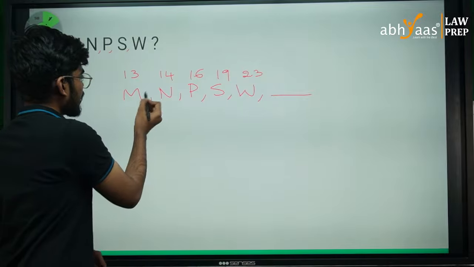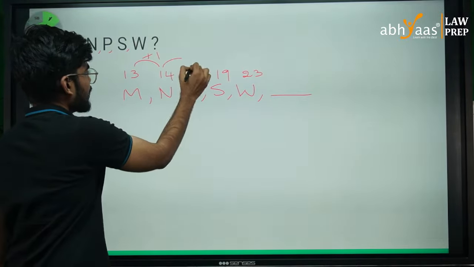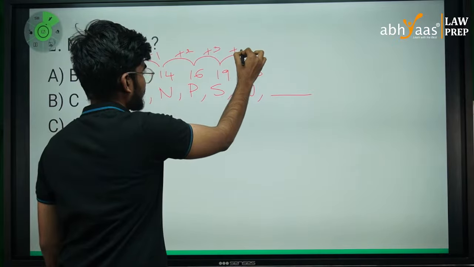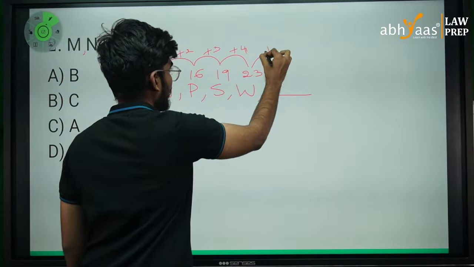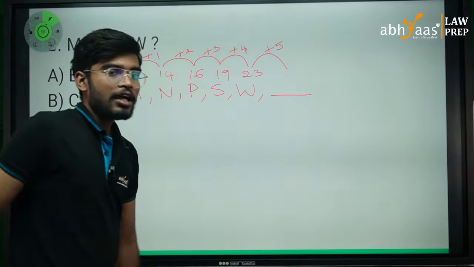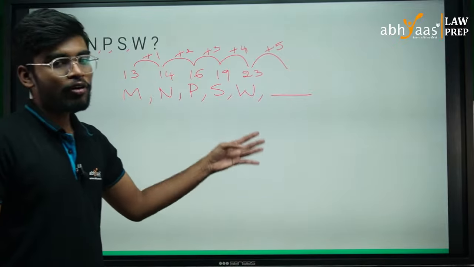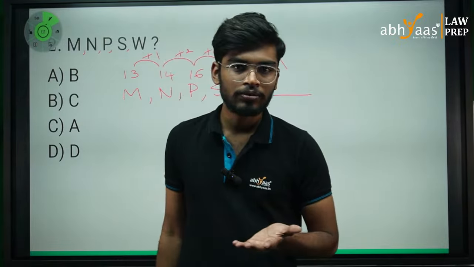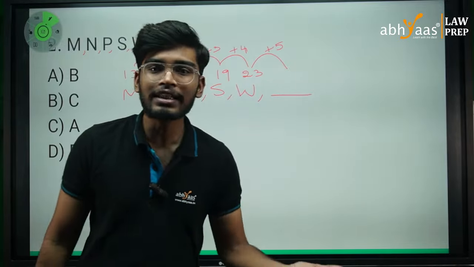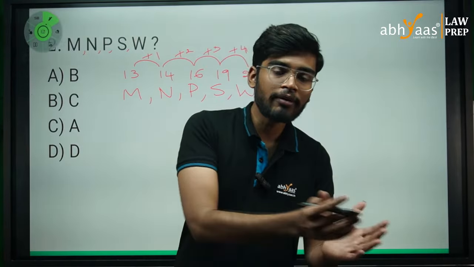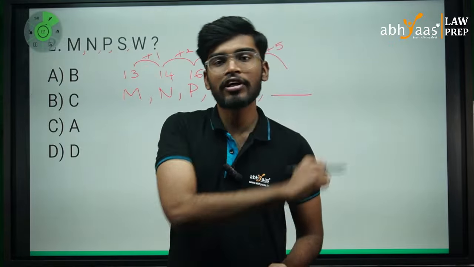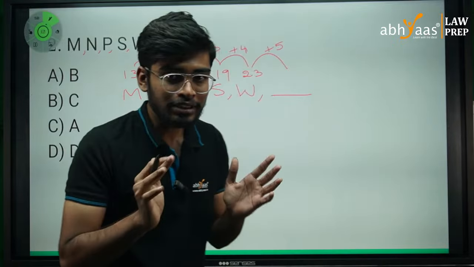See, the difference is plus 1, plus 2, plus 3, and from 19 to 23 it is plus 4, and from 23 it will be plus 5. Plus 5 means 24, 25, 26, that's right, 1 and 2. Why 1 and 2? Because there are only 26 alphabets. So if you come to the end point, again you have to start from A, A to Z, and again from A. That is how it works.